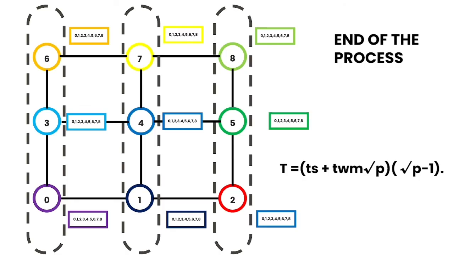To get the execution time of this algorithm, the formula is Ts plus Tw times m square root of p, times square root of p minus 1.